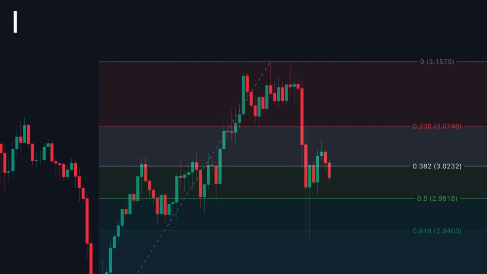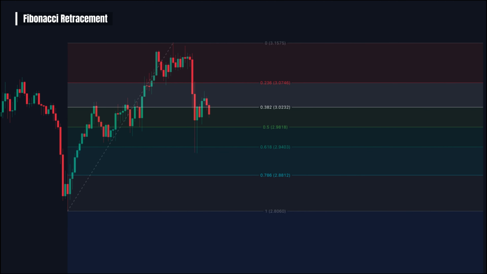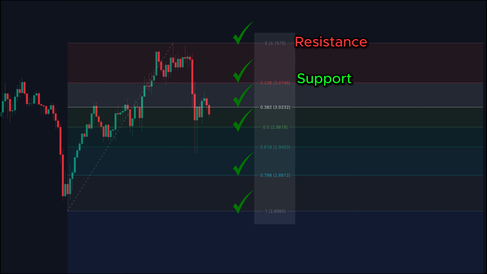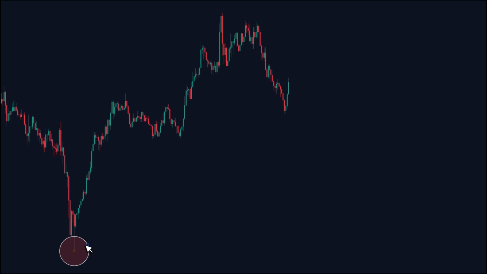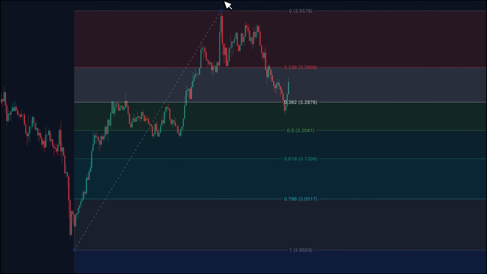Fibonacci retracement. Let's talk about one of the most powerful tools in technical analysis, Fibonacci retracement. This tool plots horizontal levels based on Fibonacci ratios, which often act as key support and resistance areas. To use it, identify a swing low and swing high on the chart, drag the Fibonacci tool from the low to the high, watch how price pulls back to levels like 0.382 or 0.618. These are common bounce zones.